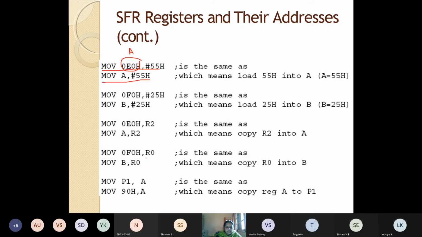So instead of writing the register name, you can just give the address and write the instruction. MOV P1 comma A means the content of register A is copied to P1. Instead of that, if I write MOV 90H comma A, it is the same thing. The content of register A is copied to memory location 90, which is the address of port 1. Both mean the same.